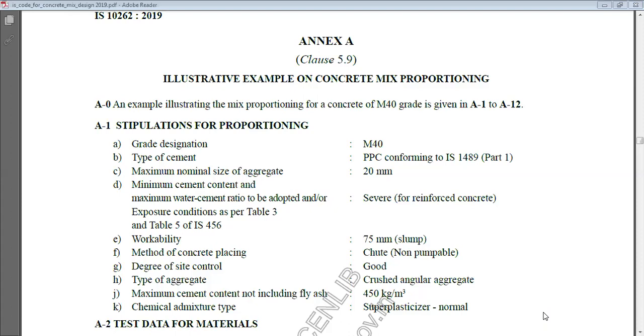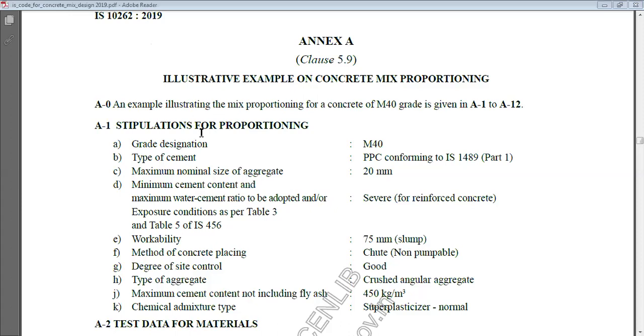That is 1:2:3. 1 is 50 kg of cement, 100 kg of fine aggregate, and 150 kg of coarse aggregate you need to add, with respect to whatever water cement ratio you are keeping. Based on that, you need to obtain that ratio. Obtaining that ratio is what we call mix proportions or mix design. That is given by our IS code, IS 10262:2019. This is the latest code, revised in 2019. Earlier we used the 2009 code. After 10 years it is revised.